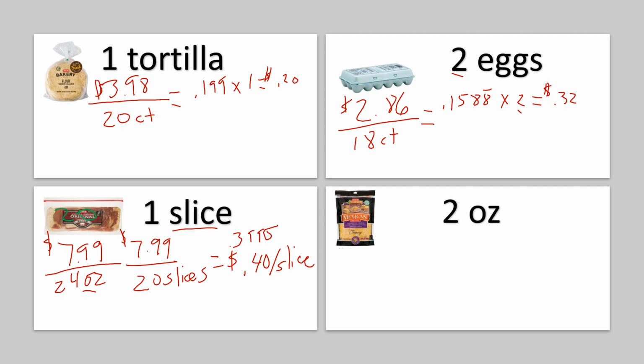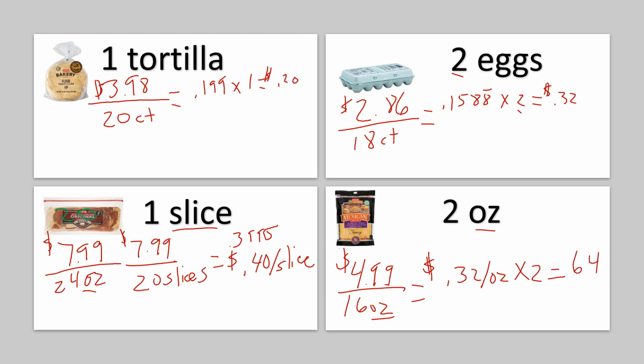The last one is our cheese. Okay, so our cheese is $4.99 per 16 ounces. Our units match, so now we're good to go. We can do $4.99 divided by 16, and that's going to give me 32 cents per ounce. Okay, now because I need 2 ounces, I multiply by 2, and I get 64 cents.